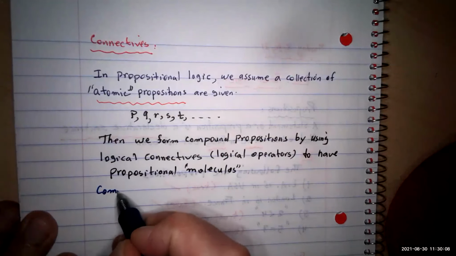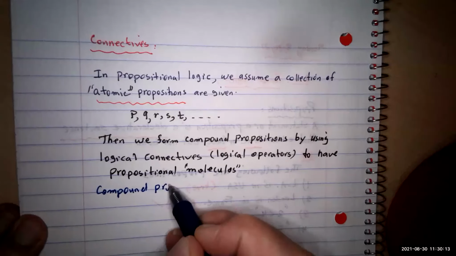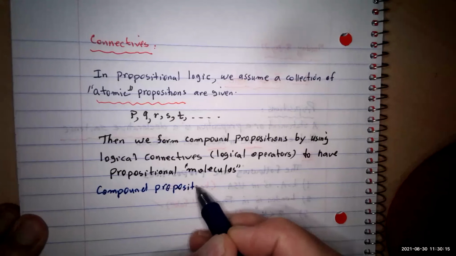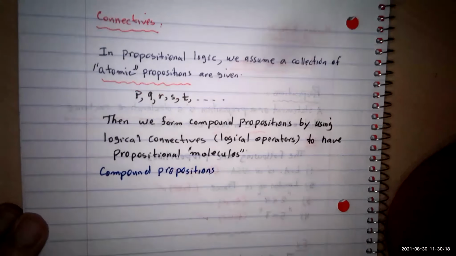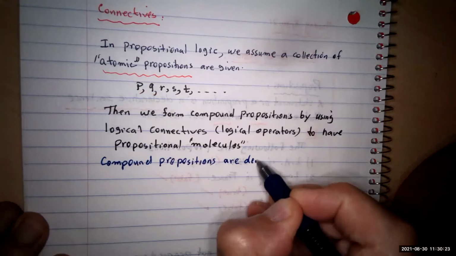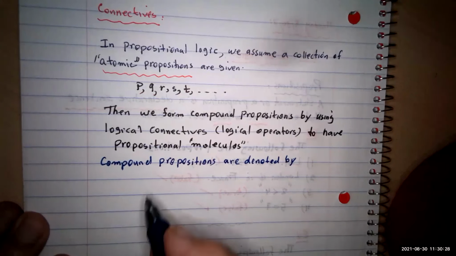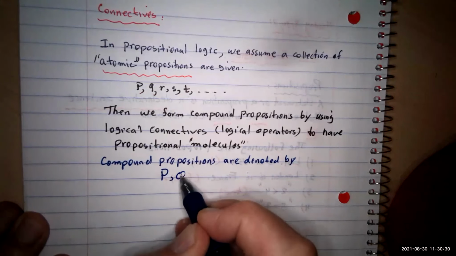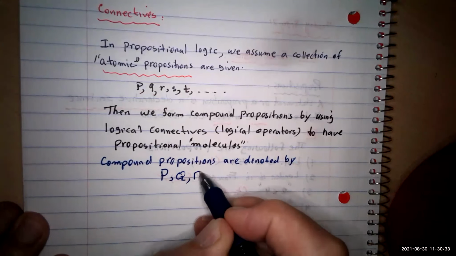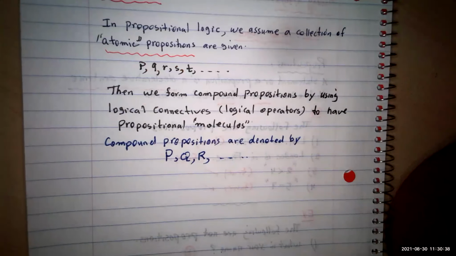Now this big one, we have a special notation for it. Compound propositions are usually denoted by uppercase letters, the capital letters P, Q, R, etc. So these are going to be the notation through the course that we're going to use for these types of operations. Okay, any question?